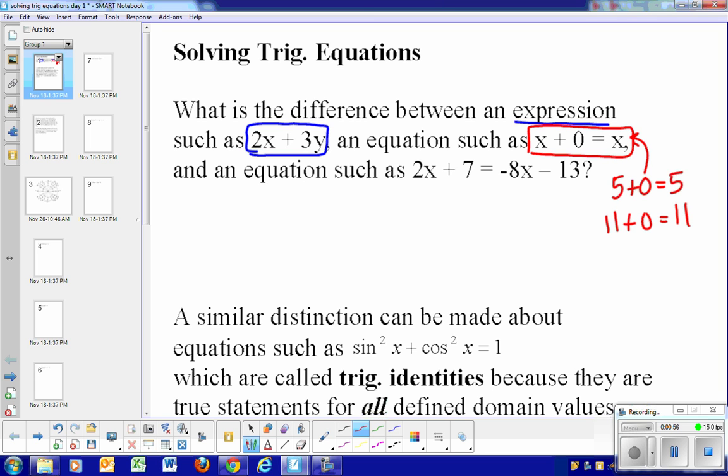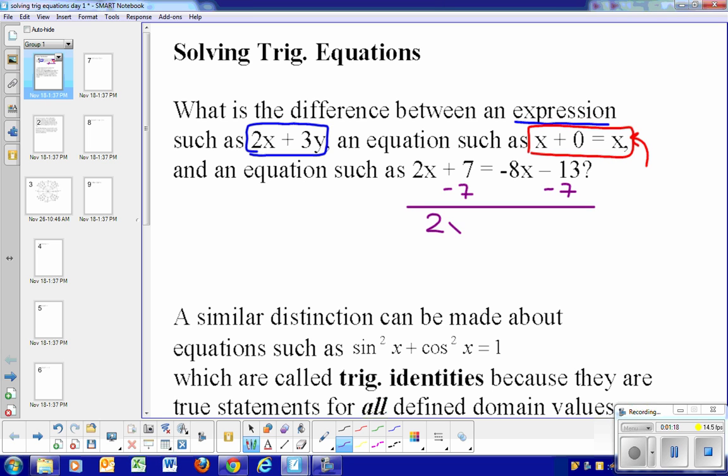And then the last statement is actually the kind of equation that you would typically think of solving. It's not an identity, so it's not true for every value of x, but there is a value of x for which this statement is true. We would find that value by doing some algebra, right? Subtracting a 7 from both sides, for instance, would give us this. And adding 8x to both sides would give us 10x equals negative 20. And so x would equal negative 2. This statement is what is called a conditional equation because it's true only under the condition that x equals negative 2. That is the condition.